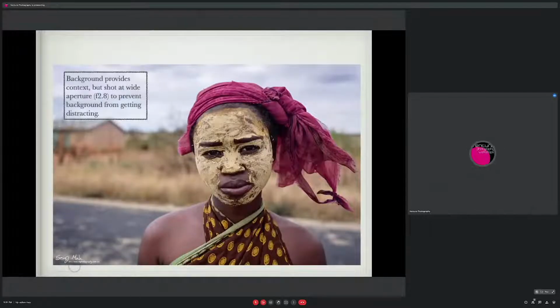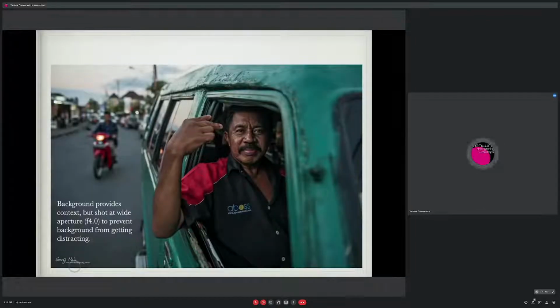Also shot at 35 millimeters here, getting quite close though, so I can get an emphasis on the face, and shooting at f2.8 because the background is really distracting. So I just wanted enough of it to give a context of where it's at, but the focus here is still on the person. Same thing here.